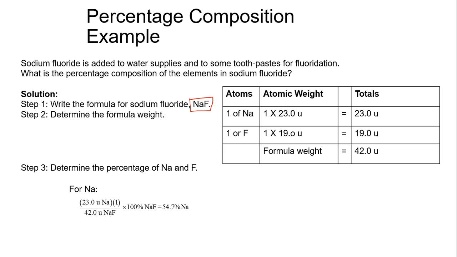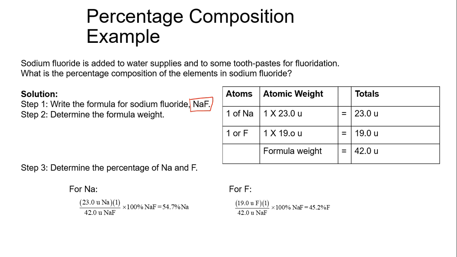54.7% of the formula weight is sodium. If we do the same thing for fluorine, fluorine has an atomic mass of 19 atomic mass units. There's only one atom, so 19 times 1, divide that by the formula weight, 42, gives us 45.2% of the molecular weight is fluorine. Now, I want you to notice something. If you add 54.7% for sodium and 45.2% for fluorine, notice that only adds up to 99.9%.